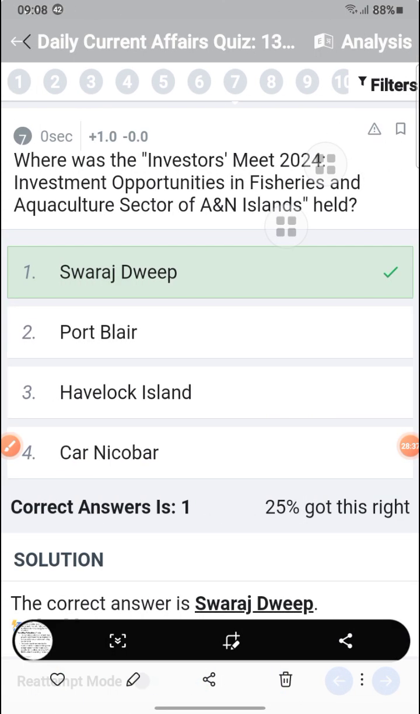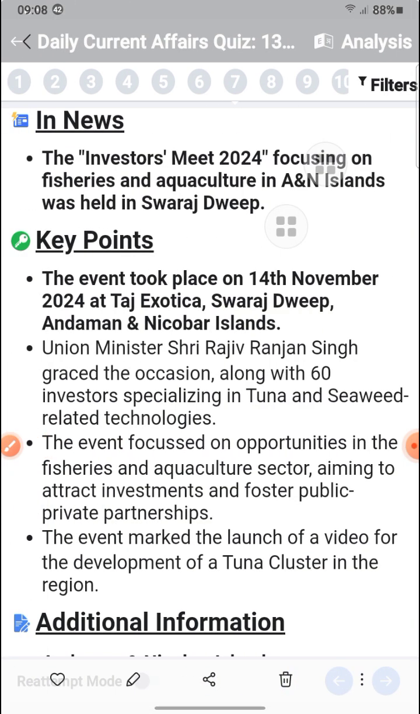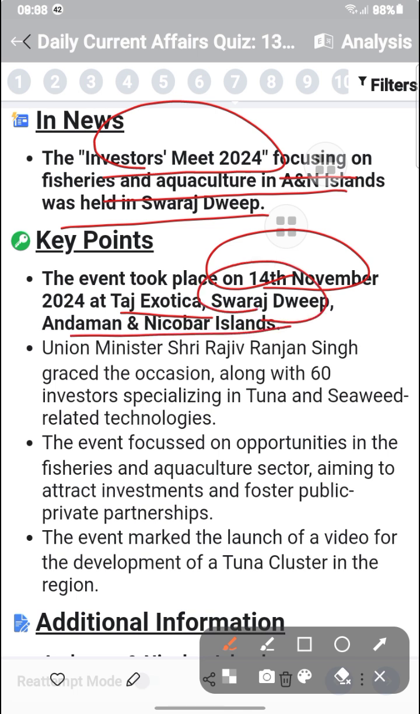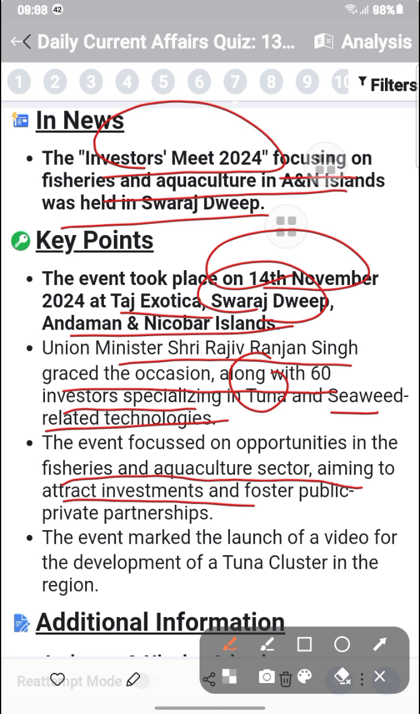So that is about where the investors meet on investment opportunities in the fishery and aquaculture sector was held. That was Swaraj Dweep, in the Andaman and Nicobar Islands. So the investor meet was also focusing on the Andaman and Nicobar Islands. The event took place on 14 November at the Taj Exotica, Swaraj Dweep, Andaman and Nicobar. With Shri Rajiv Ranjan Singh on the occasion, 60 investors specialized in tuna and seaweed related technology focused on opportunities in fishery and aquaculture, aiming for investment and public private partnership, PPP, for the development of a tuna cluster.